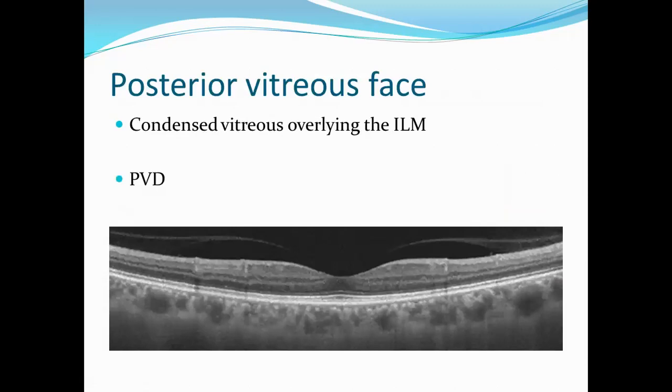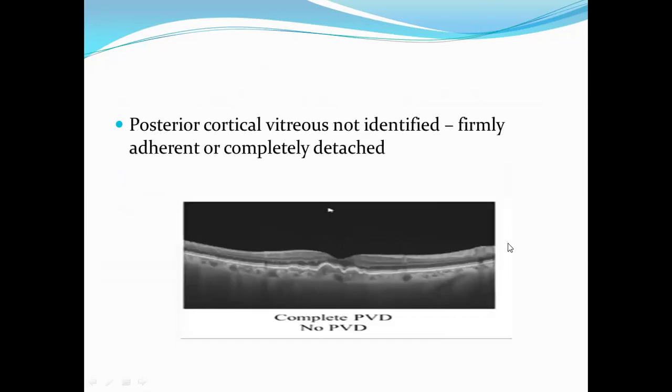Then we come to the posterior vitreous phase. What is the posterior vitreous phase? It is the condensed vitreous which overlies the internal limiting membrane. Here you should know a little bit about posterior vitreous detachment. In this picture, you cannot see the posterior cortical vitreous. It can be because of two reasons. Either the posterior cortical vitreous is very densely adhered to the internal limiting membrane of the retina, or the posterior cortical vitreous has completely separated.